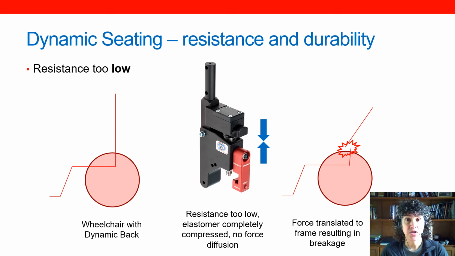So if the resistance is too low, the client who now has this dynamic component may completely compress, in this case an elastomer. These surfaces touch and we can still have breakage. So choosing the right amount of resistance is critical.